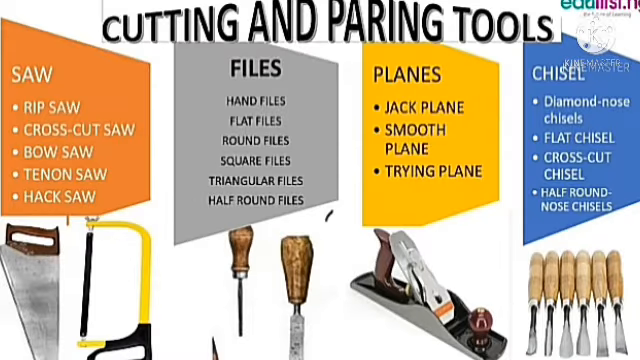So there are hand files: flat files, round files, square files, triangular files, half round files. We have the jack plane, smooth plane, trying plane. Then we have chisels: diamond nose chisel, flat chisel, cross cut chisel, half round nose chisels. These cutting tools are very important. Wood is very hard, so you need different varieties of tools to cut, to smooth, and to make special designs on the wood by cutting them.